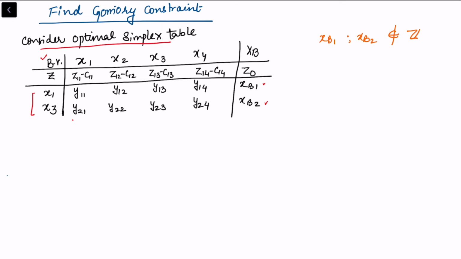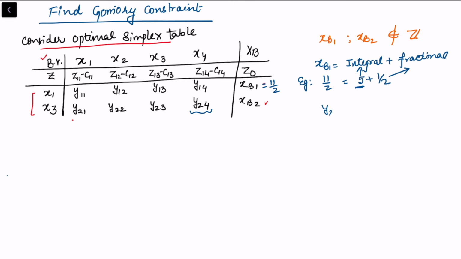For this we can select any one of them. Let's say we write xb1 as the integral part plus the fractional part. So we must write this non-integral value that way. For example, say the value for xb1 is 11 by 2. I can write this as 5 plus 1 by 2, which means 5 is the integral part and 1 by 2 is the fractional part. And say, for example, you have y24, which is also some fractional value, let's say minus 5 by 8. I am just showing how to convert this into integral plus fractional part. The integral part would be minus 1 and the fractional part is 3 by 8.